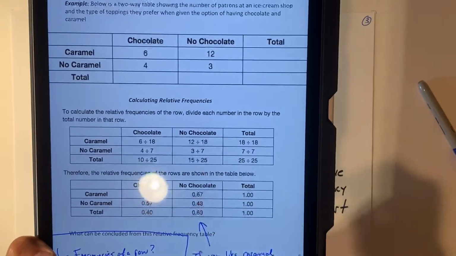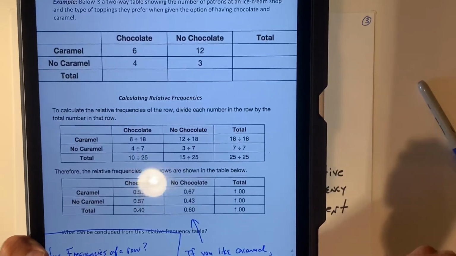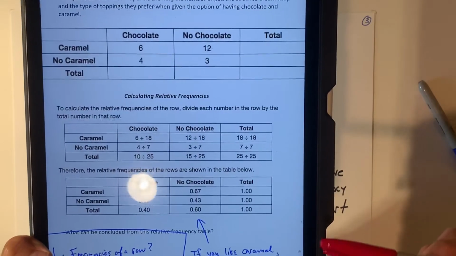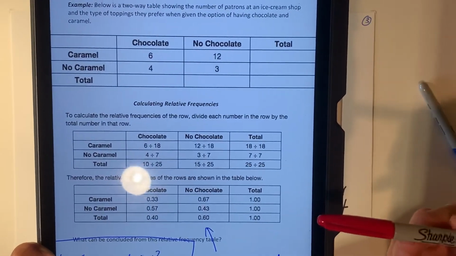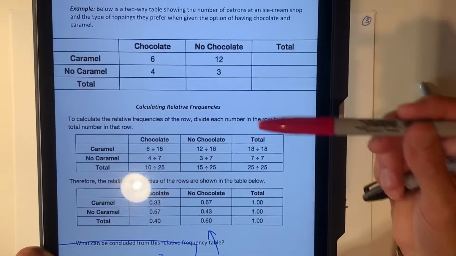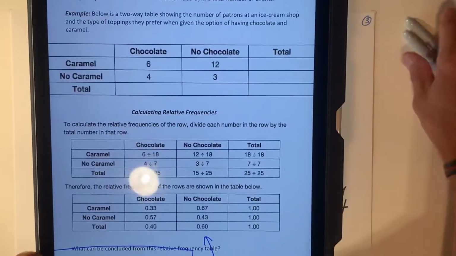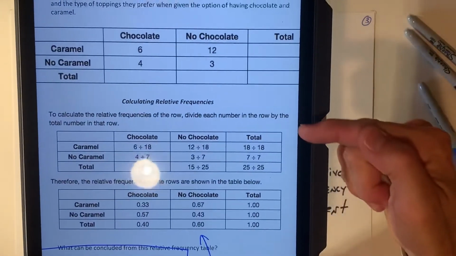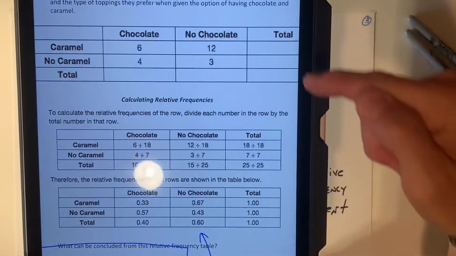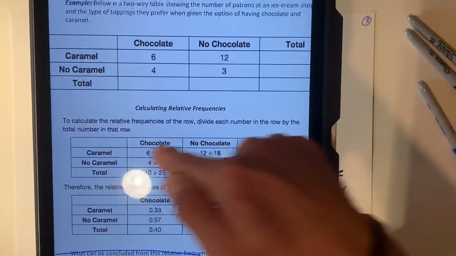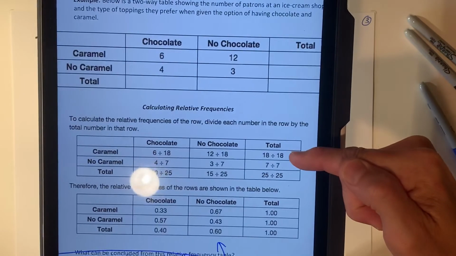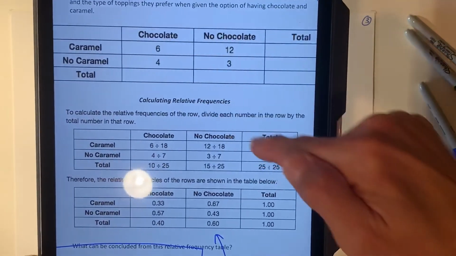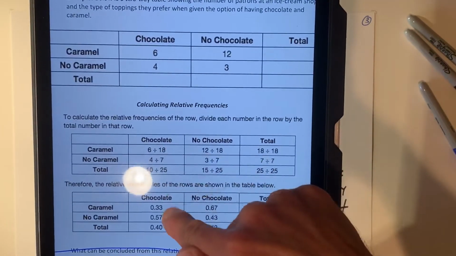Now, when you get to relative frequencies, what you'll notice is it's going to matter whether they're asking for a row or a column or the total. Those are your three choices. In the first example that we have here, it talks about the frequencies of the row. So watch what we do. We notice that 6 plus 12 was 18, so the row's total was 18. So look how each of these was done. 6 divided by 18 will give you a percentage.